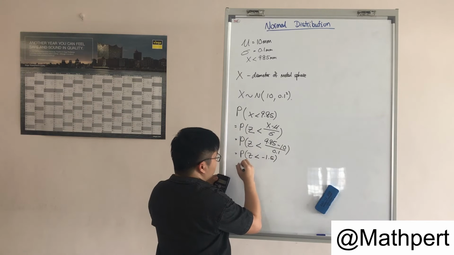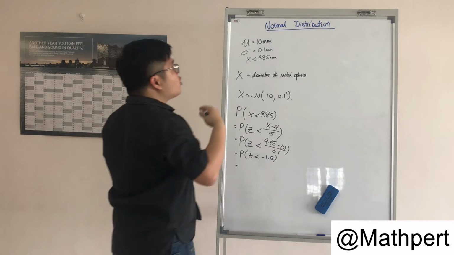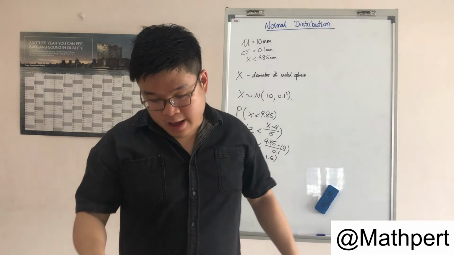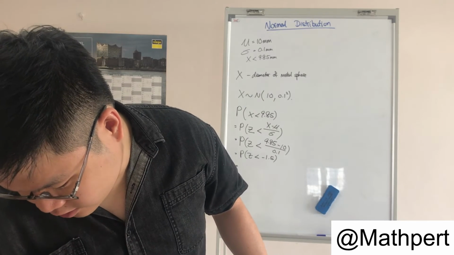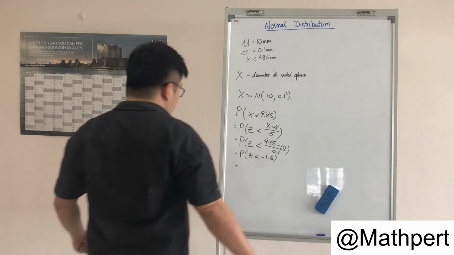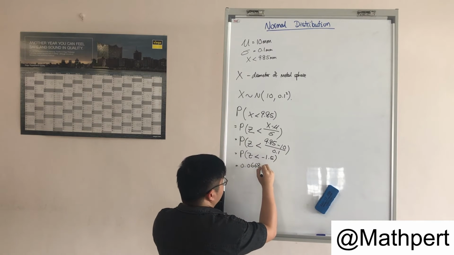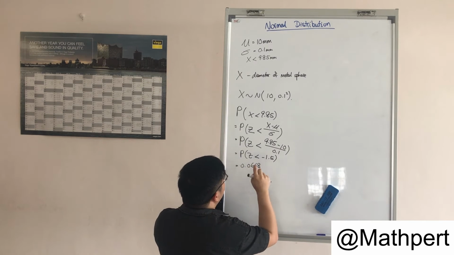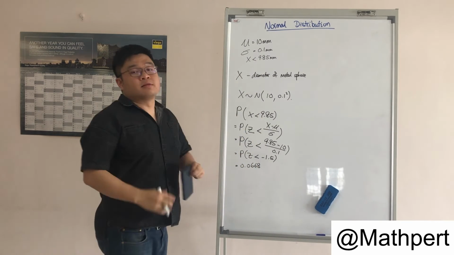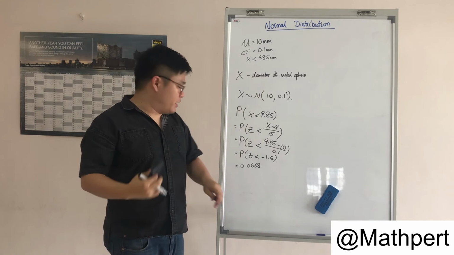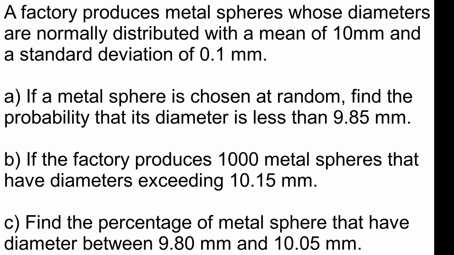Alright? So referring to the standard normal distribution table, we will get 0.0668. So the probability of getting a diameter less than 9.85 is 0.0668. Now let's look at the second part of the questions.